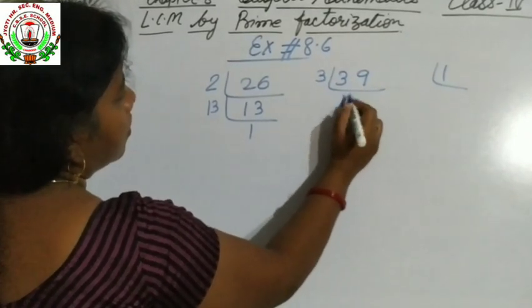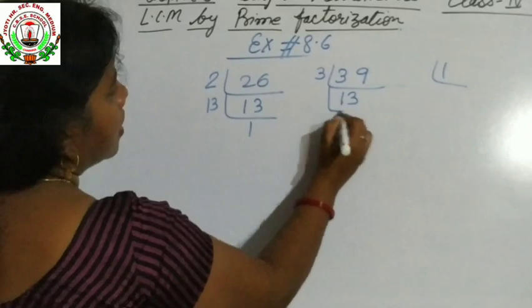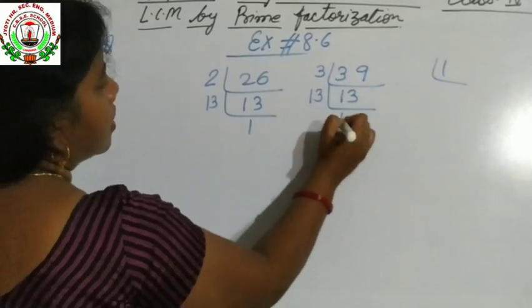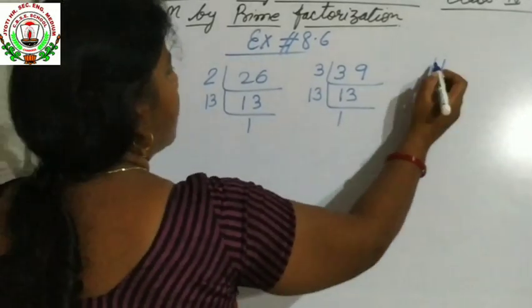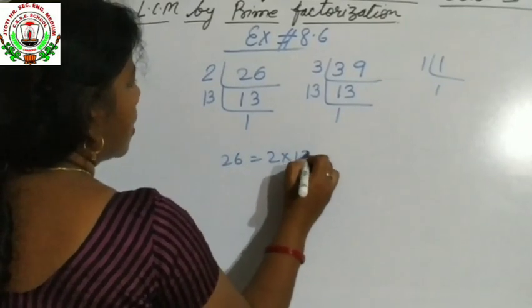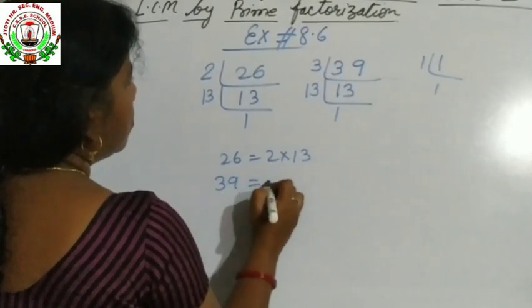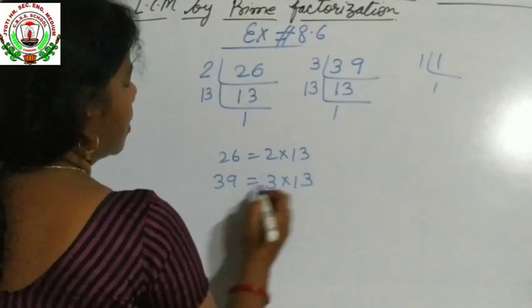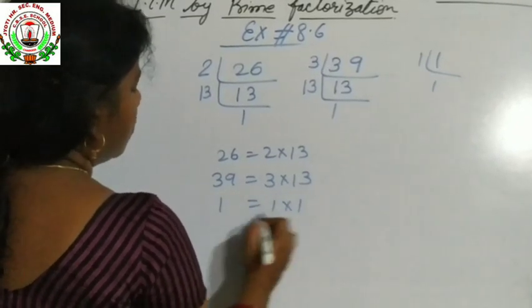In 3 table 3 1 ja 3, 3 3 ja 9. 13 is divisible by 13. 13 1 ja 13. And we can write 1 1 ja 1. So 26 is equal to 2 into 13. 39 is equal to 3 into 13 and 1 is equal to 1 into 1.